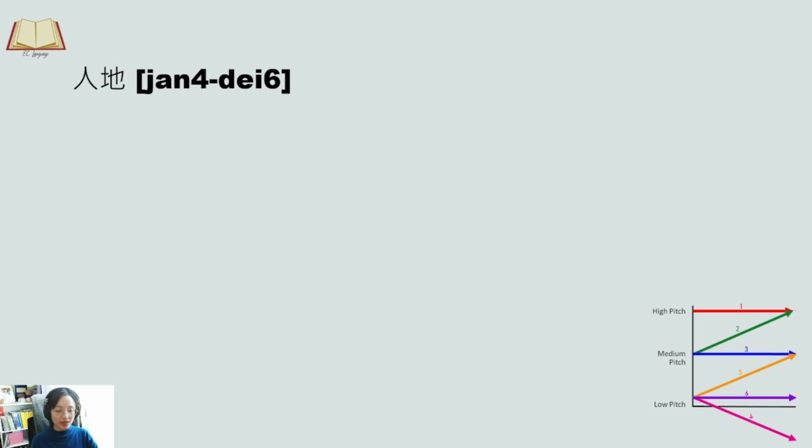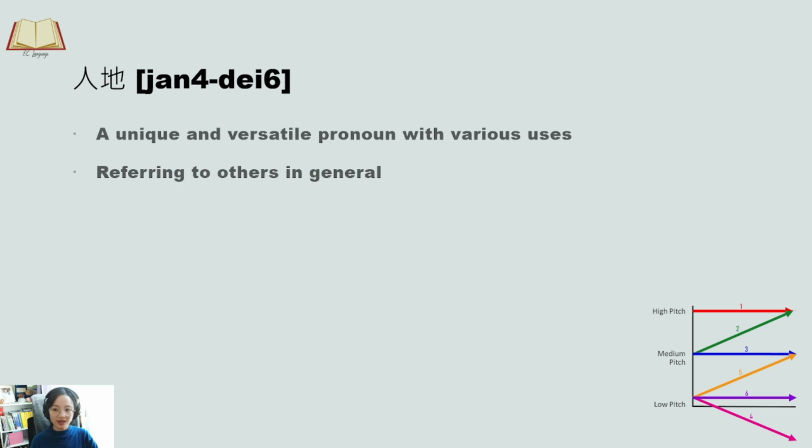Now, the final thing we're going to talk about is this usage of 人哋. Now, 人哋 is unique and versatile because we can use it for different reasons. For example, we can use it to refer to other people or someone in a general indefinite sense, kind of similar to English words like someone or people or others. For example, 人哋唔係咁諗. Other people don't think like that.